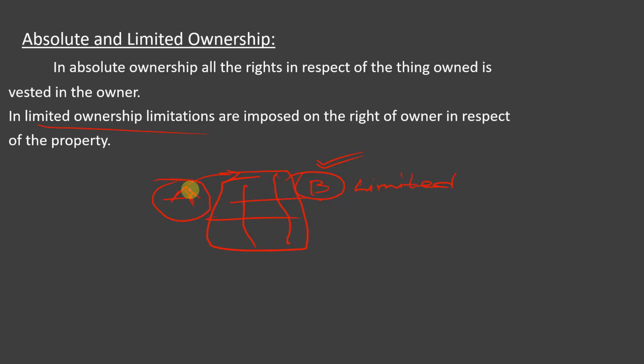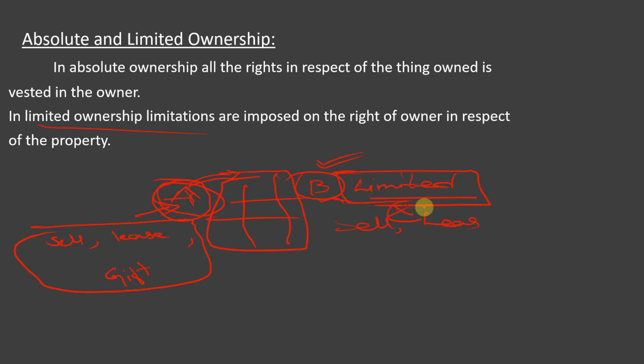That means here A can sell it, lease it, or gift it. These are all rights which are with only A because he is the absolute owner. But B doesn't have any such rights because he's just a limited owner. He cannot sell it or lease it. He doesn't have all these rights. So, this is the difference between an absolute owner and a limited owner.